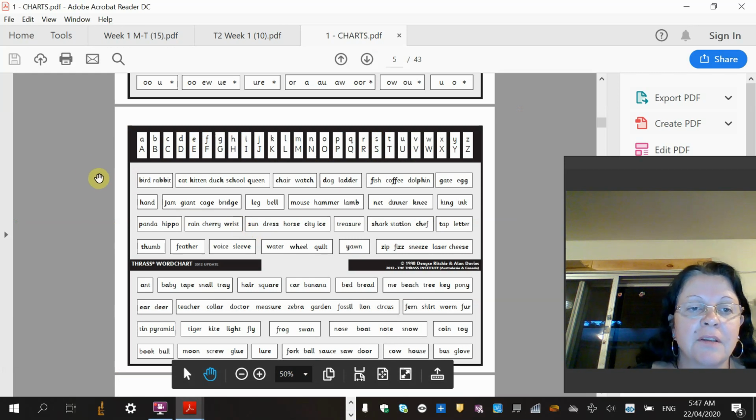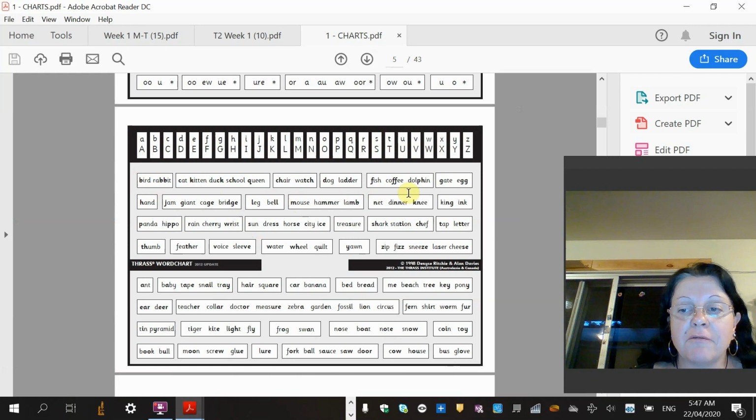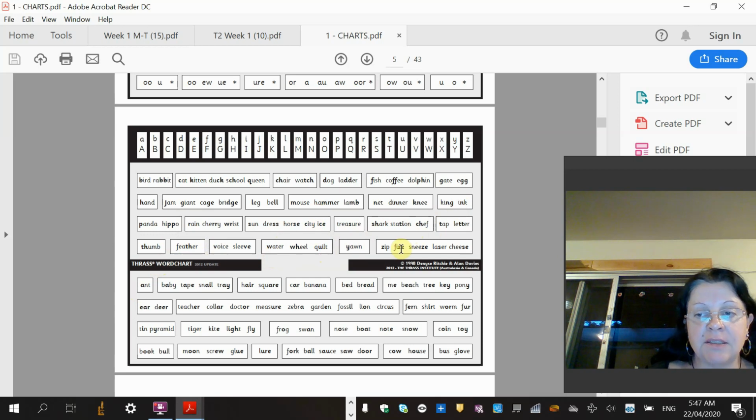Okay, let's go. B, k, ch, f, g, j, l, m, n, n, p, r, s, j, sh, t, th, th, v, w, y, z. Don't forget, 24 consonants and many different ways to spell each phoneme. They're just our key graphemes, the key ways that we can spell it.